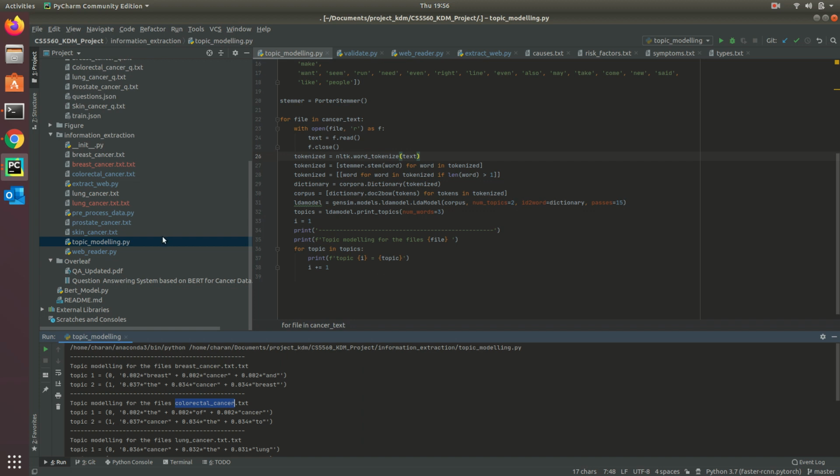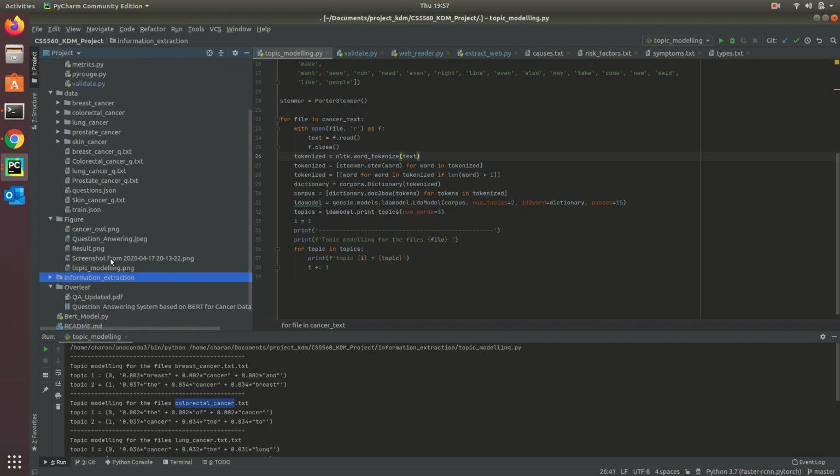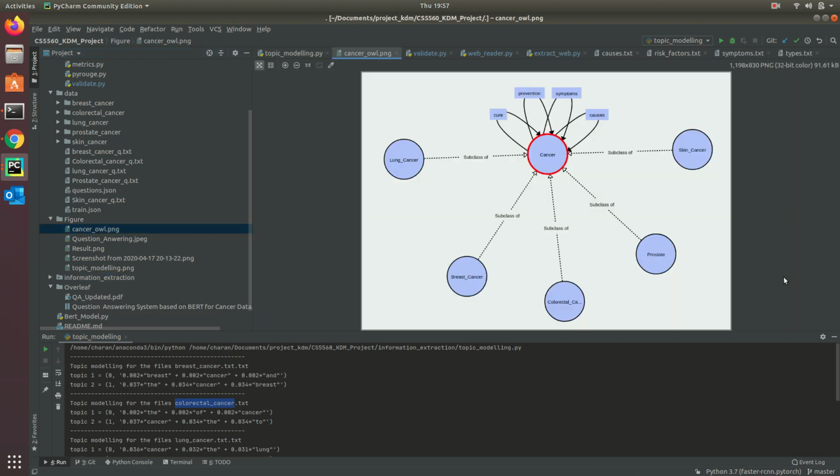Getting to the data, now that we have extracted and pre-processed it, and also tried to understand the different topics from the topic modeling system, I would also want to quickly show you the OWL file, which covers the types of cancer we are dealing with. The base class is cancer, and these are the different types of cancers we are talking about.